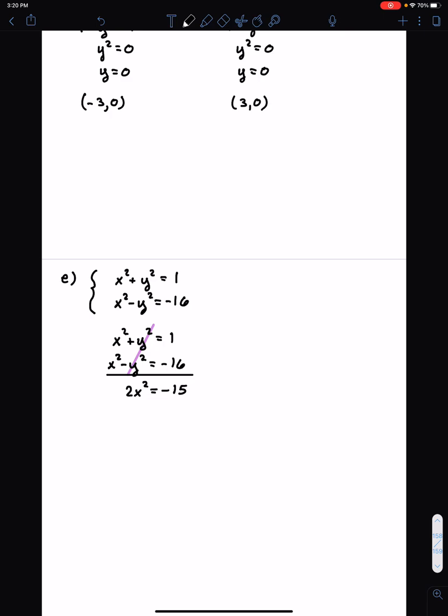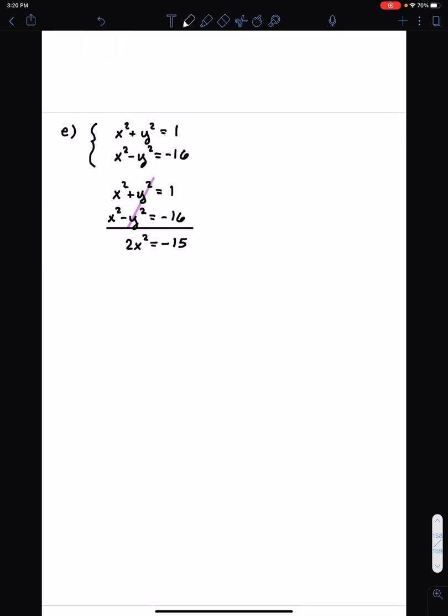If I divide both sides by 2, I get x squared is negative 15 halves. Now when I try to take a square root, I end up with imaginary numbers, which means that these two curves do not intersect, so this system has no solution.